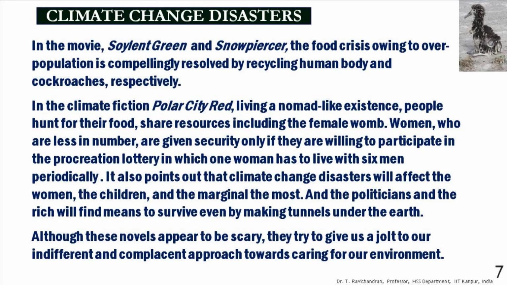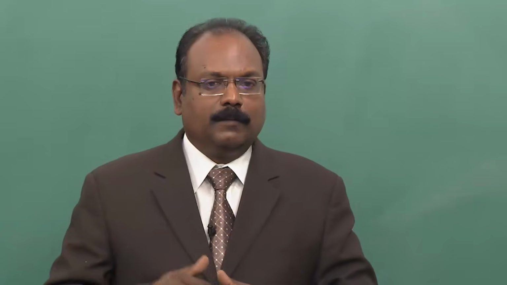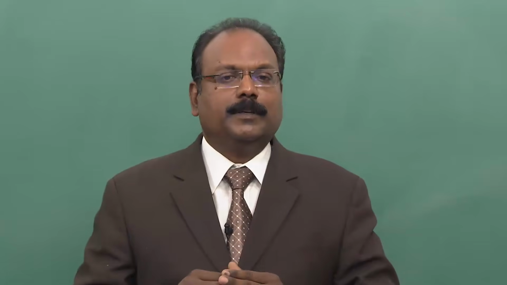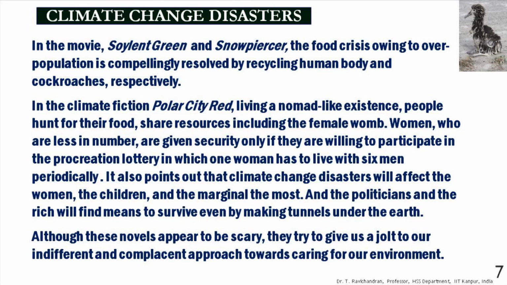There are other movies, like a slightly old one, Soylent Green, and a recent one, Snowpiercer, where they try to deal with the food crisis brought about by climate change. And how do they deal with the food crisis? In Soylent Green, people are so fond of eating Soylent Green, but they realize that it is actually made out of recycled dead human bodies. Whereas in Snowpiercer, they are given protein bars which are actually made of cockroaches and other insects.